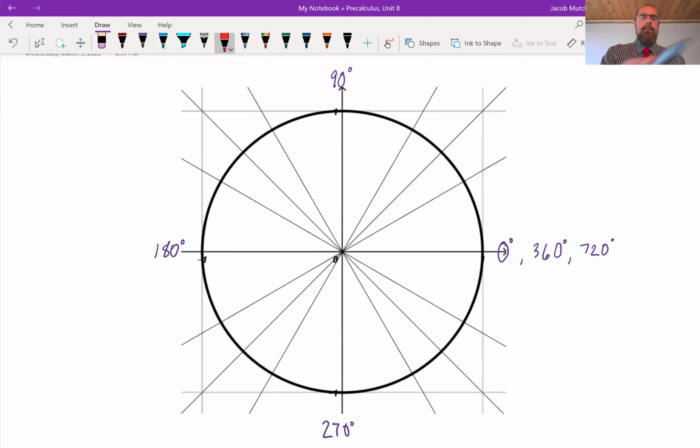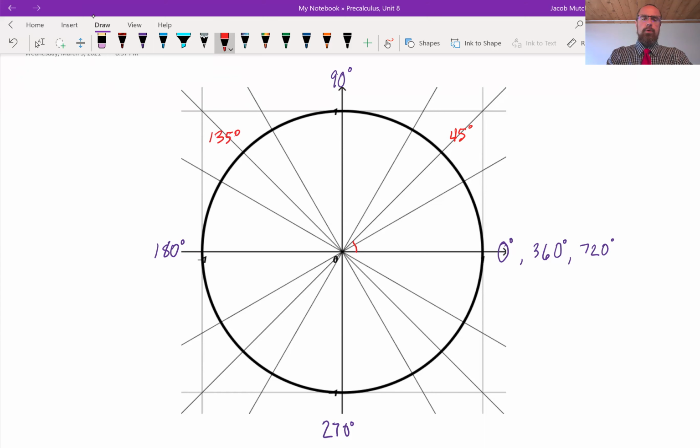Let's add to that the 45. So I'm going back to standard position. 45 degrees is halfway to 90. So I'll mark it there near the origin. And then I'm going to mark 45 degrees here out at this ray. So if I add another 45, we're back to 90. 90 plus 45 will get me to 135 degrees.